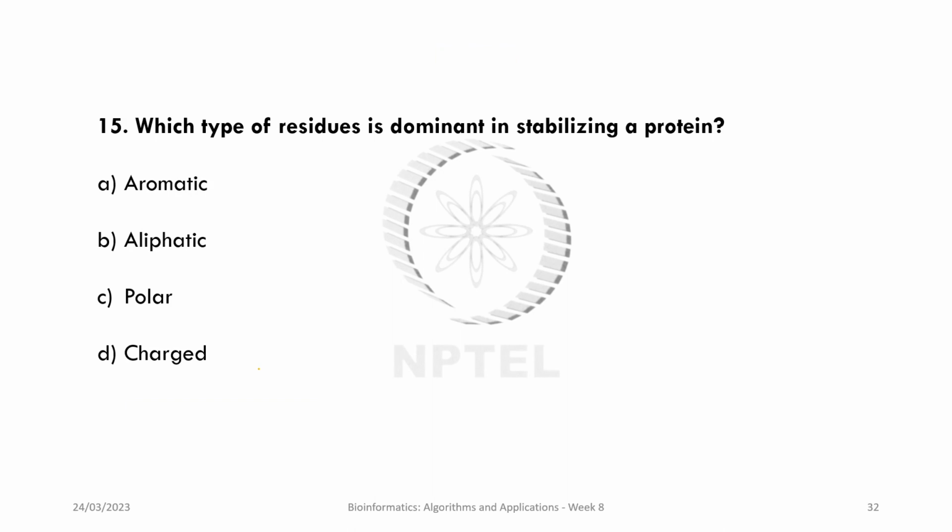Question 15. Okay, thanks Nagamani. Which type of residues, actually there are some kids playing around and some construction work going on, so it's too noisy here. Which type of residues is dominant in stabilizing a protein? Aromatic, aliphatic, polar, and charged. Okay.